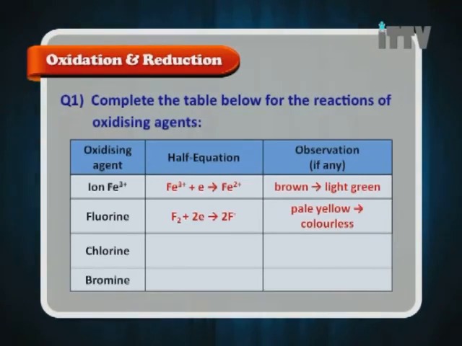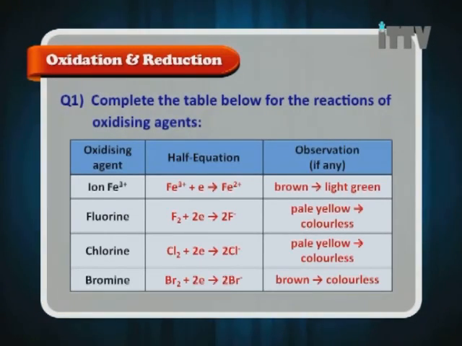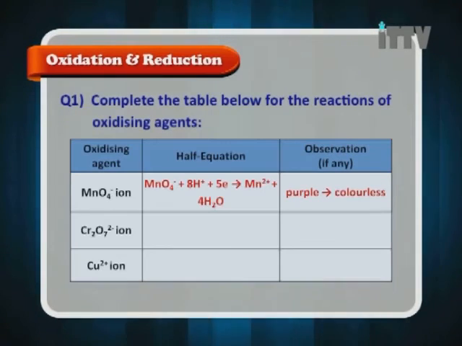So, if you can observe, fluorine, because it is the strongest oxidizing agent, will actually gain electrons to become fluoride ions. So the observation would be from pale yellow to colorless, because fluorine is pale yellow. For chlorine, chlorine gains 2 electrons to become 2 chloride ions. Observation also pale yellow to colorless. Bromine will gain 2 electrons as well to become 2 bromide ions, and you will see a change from brown to colorless. For the manganate ion, manganate plus 8H plus plus 5 electrons will become Mn2 plus, giving you 4 moles of water. So the change in color will be from purple to colorless.